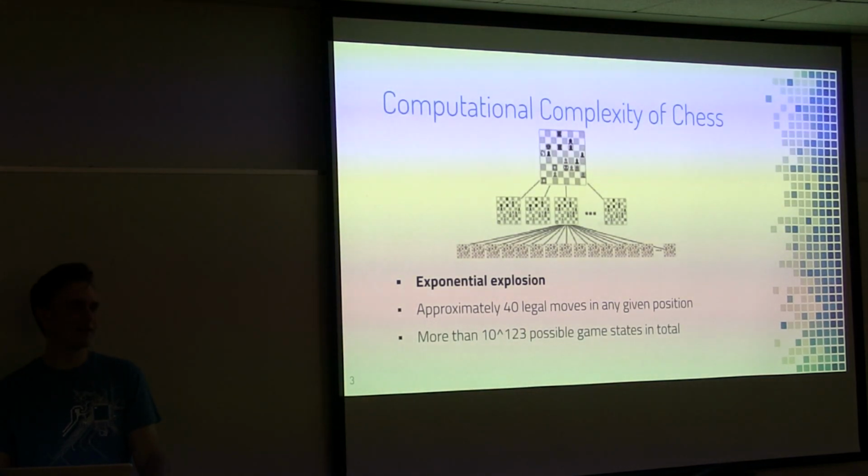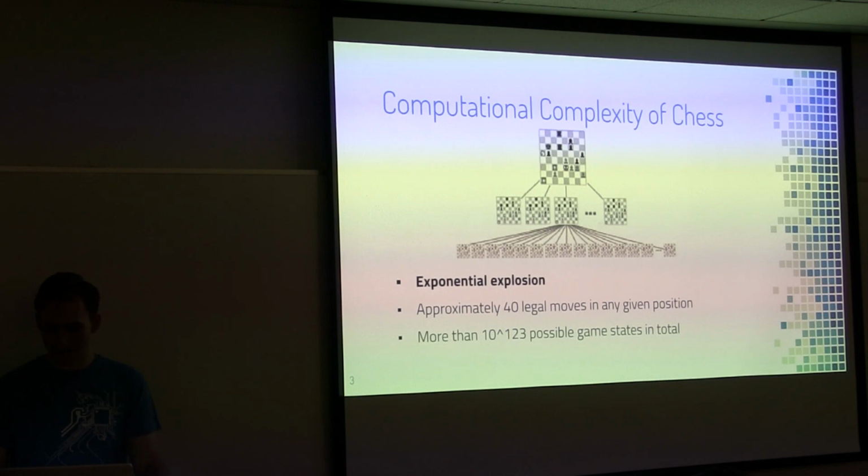We're dealing with some major exponential explosions here because at any given state there's an average of about 40 different moves you can make. So the branching factor is 40, and the state space includes up to 10 to the 123rd possible game states. And as many people love to throw around, that's more than the number of atoms in the universe. Professor Hayes loves that one in particular.